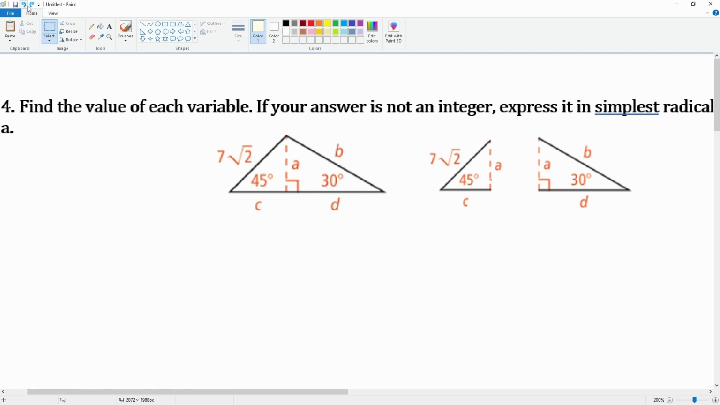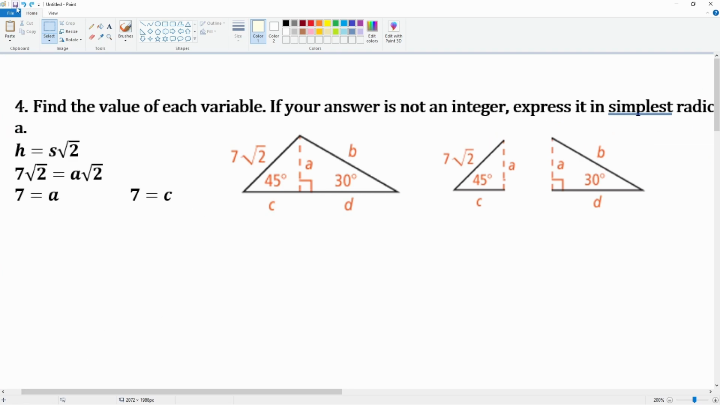So the first one I use is the equation for the 45, 45, 90. I know the hypotenuse is equal to the side times radical 2. I know the side could be either A or C. I plug it in, then I divide by radical 2 to both sides. I get A is equal to 7. Then if A is 7, I know C also has to be 7.